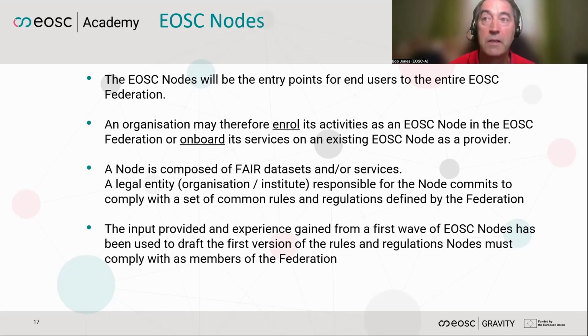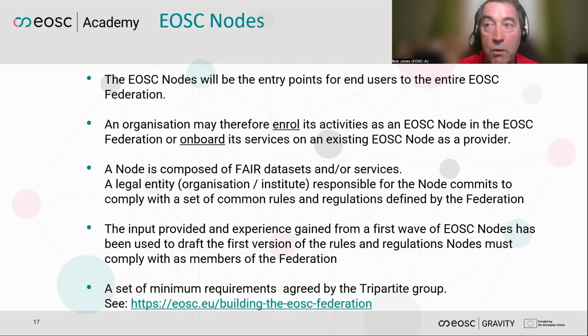Okay. And we're gaining the input and the experience from these first wave nodes, the ones I showed you previously. That's being used to draft this first set of rules and regulations, which they comply with as members of the federation. And you can see this minimum set of requirements that were agreed by the tripartite. Things are evolving, but it's the basic set we have there. You can see that on the website through the different tabs there as well. So those are the role of the nodes.